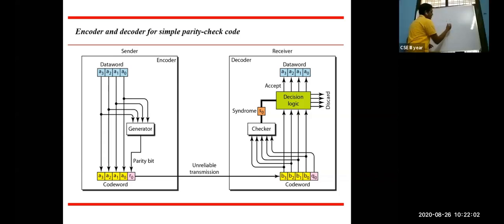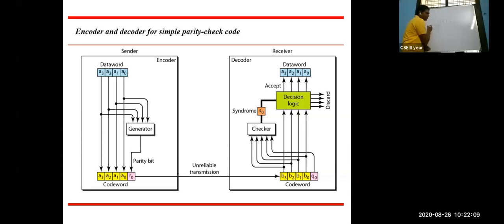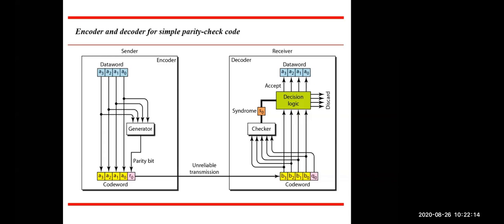0 is added to the next bit. 0 plus 1 is 1. 1 is added to the next bit. 1 plus 0 is 1. 1 is added to the next bit. 1 plus 1 is 0. That's it. That is the syndrome generated. That 0 is given to decision logic.